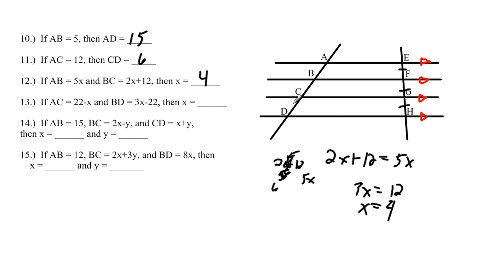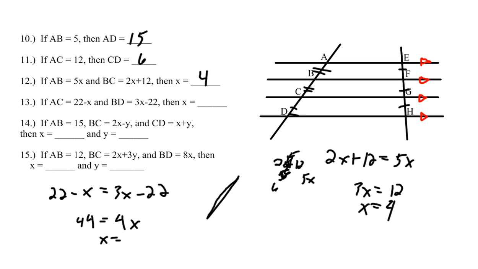Next, if AC, now notice AC is the length of 2 of these buggers, what we're really finding out is that all these have to be equal to each other the whole time. So AC is from here to here, so it's twice as big as the one segment there. It's 22 minus x. And BD, which is also two of those buggers, so that's going to be equal to that, is 3x minus 22. What's x have to be? Well, we add x to both sides, and add 22 to both sides, and we get x equals 11.